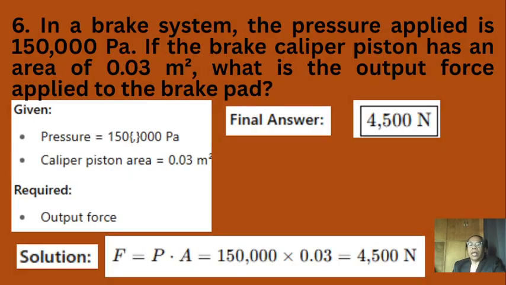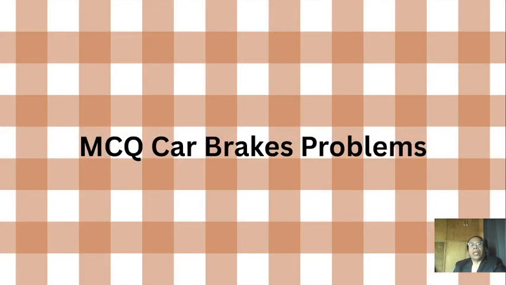Number 6. In a brake system, the pressure applied is 150,000 pascals. If the brake caliper piston has an area of 0.03 meters squared, what is the output force applied to the brake pad? Given pressure 150,000 pascal, caliper piston 0.03 meter squared, output force is the unknown. Use the formula F equals P times A. Substitute the given data, and the final answer is 4,500 Newton.